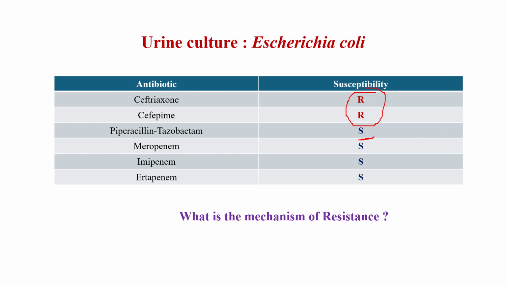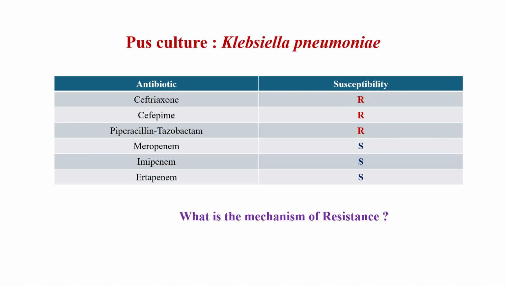But one has to remember that if there are CTX-M beta-lactamases, sometimes even piperacillin-tazobactam can be resistant, despite it being an ESBL. For example, in this case, it is resistant to both third and fourth generation cephalosporin, and resistant to piperacillin-tazobactam also. So probably the bug is producing ESBL, and that ESBL is CTX-M.